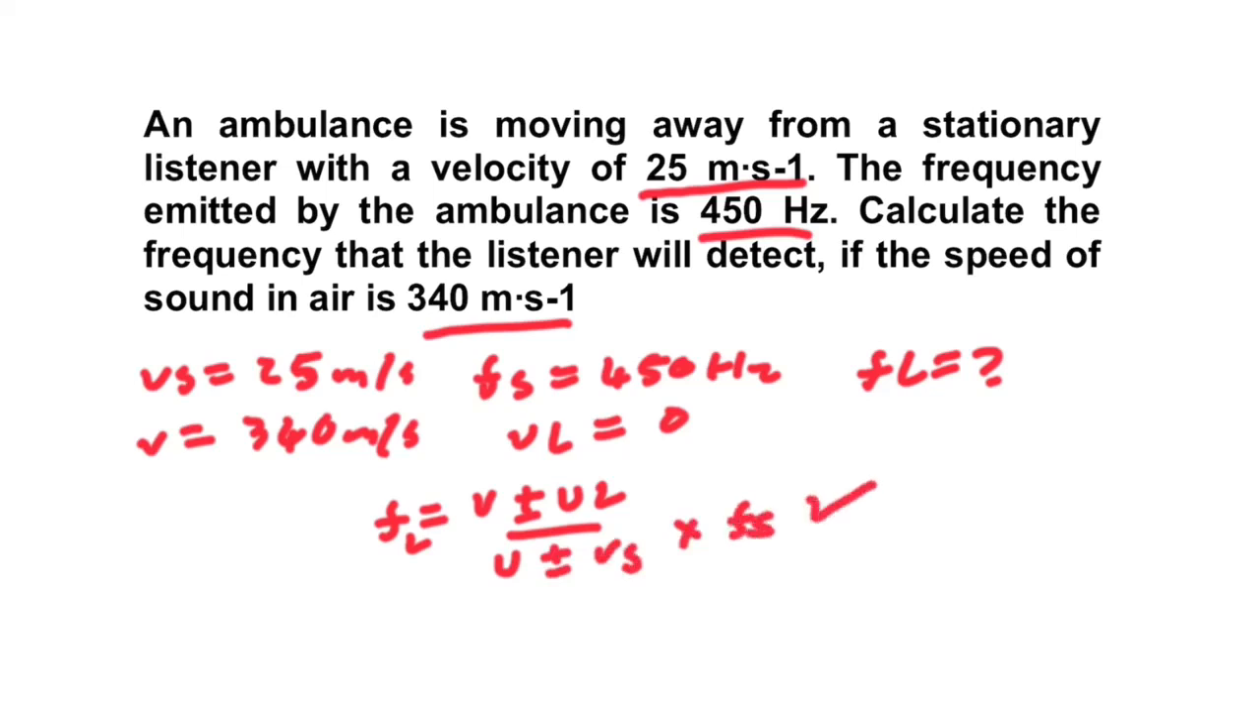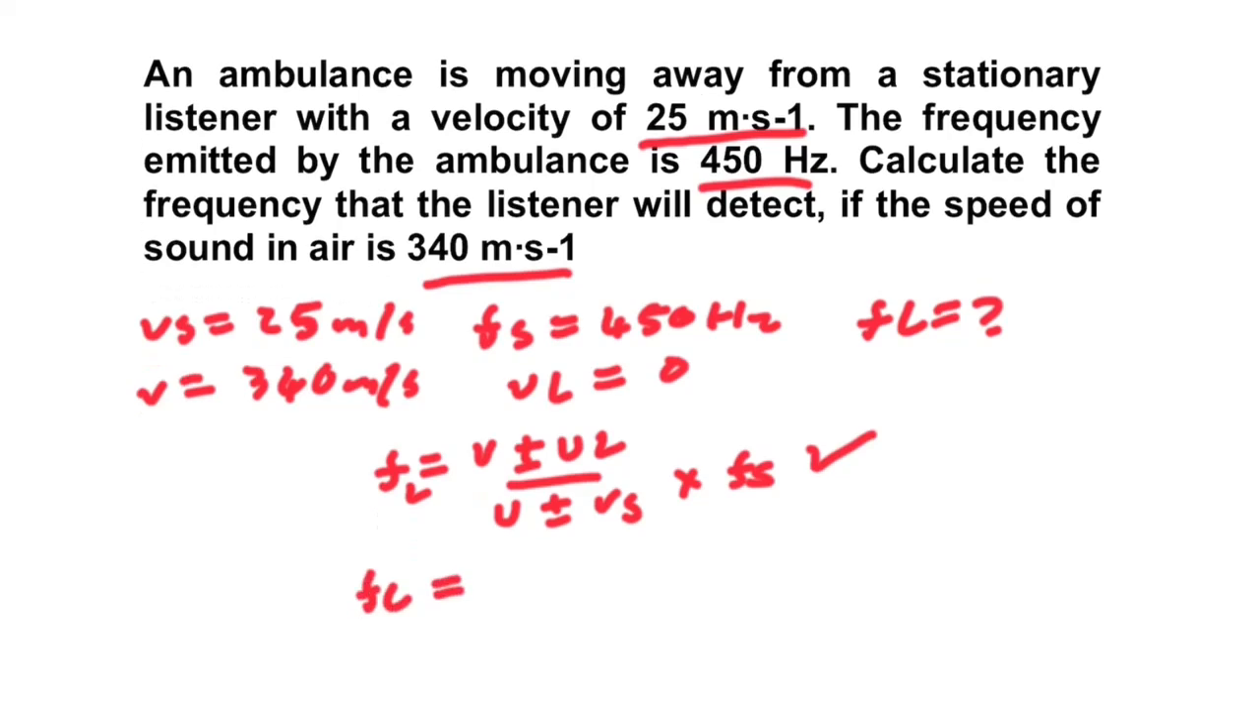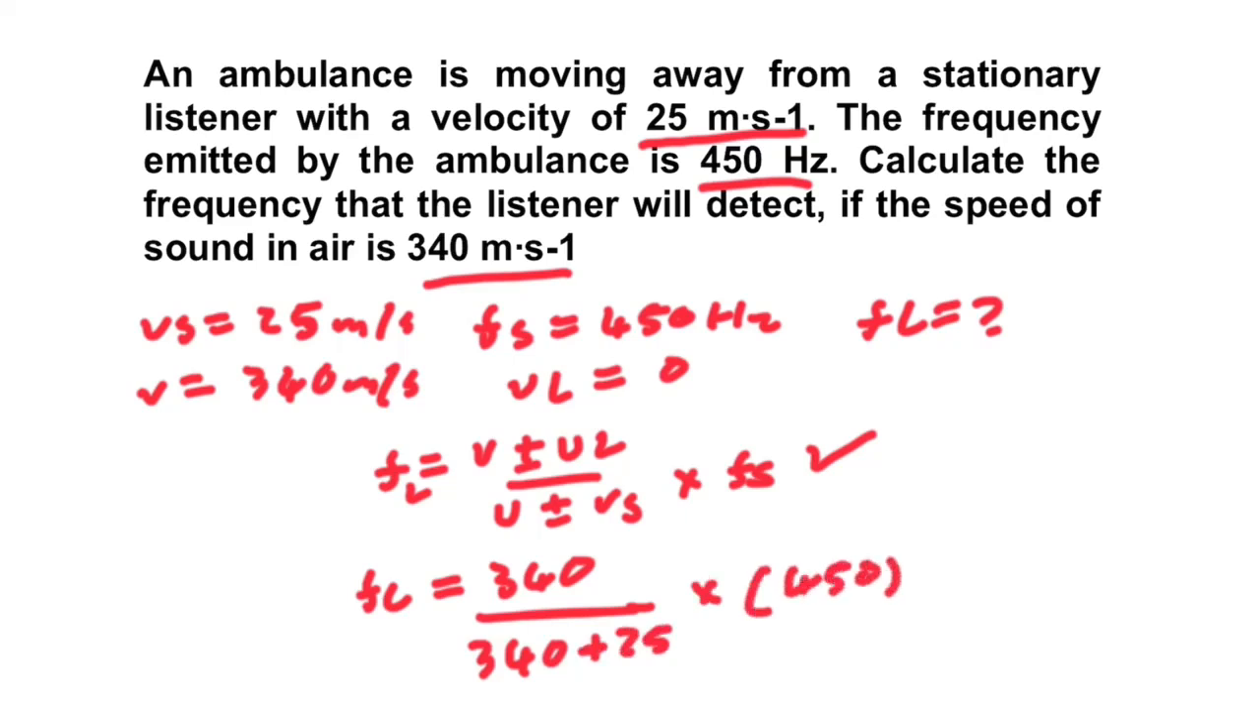Right, this is the equation without making any adjustments, and then FL is going to be equal to the speed of sound in air, that is 340, plus or minus VL. Our listener is stationary, so we can just forget about that. And then the ambulance is moving away, so we're supposed to have plus Vs on the denominator. So that is 340 plus Vs, which is 25, multiplied by the frequency emitted, 450. So again, real quick, I just need to put that in my calculator.